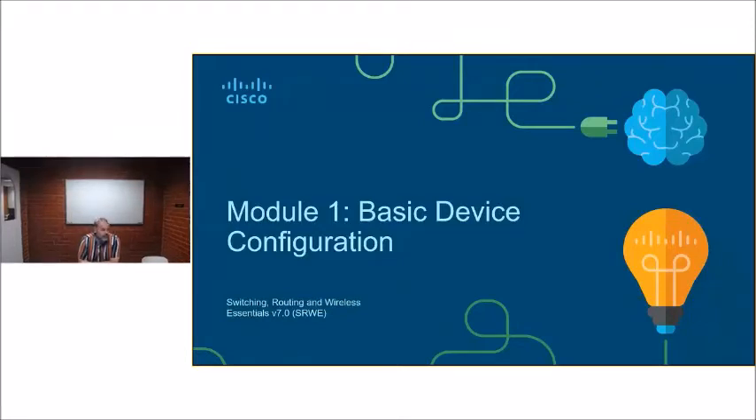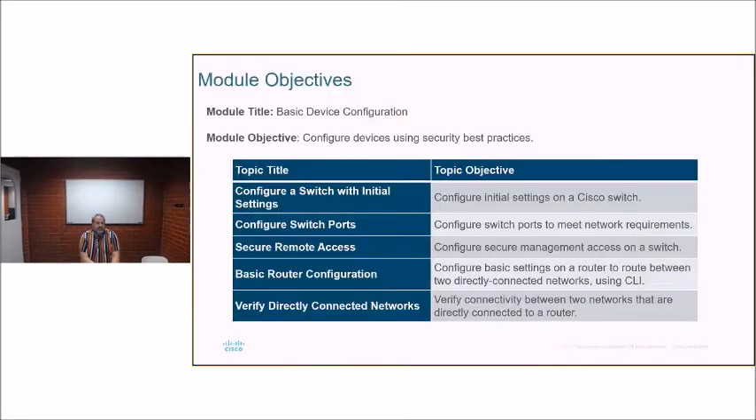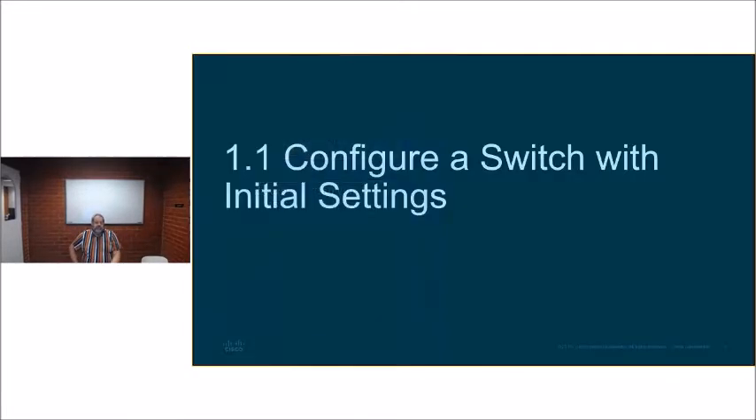So this is module 1 of Switching, Routing and Wireless Essentials, and it's basic device configuration. It's a bit of a rehash of CCNA 1, but anyway. We're going to look at how to configure a switch with initial settings, configuring switch ports, securing remote access, then basic router configuration, and verifying directly connected networks.